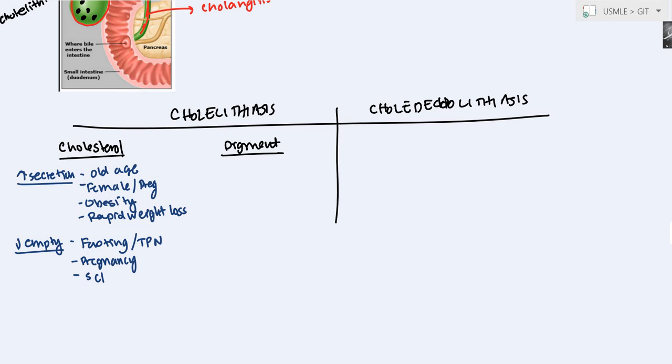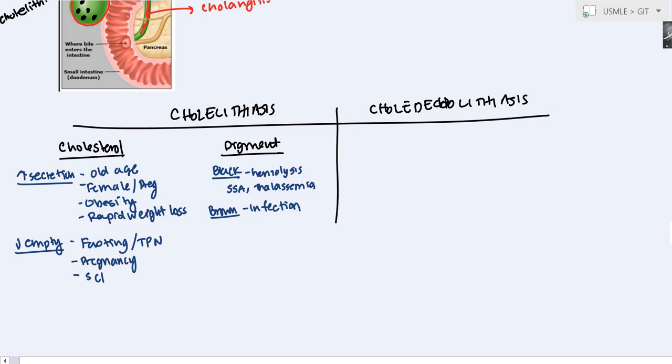Now, with pigmented, there are two types of pigments depending on the color. First, we have black, and then we have brown. Black signifies hemolysis, and so this is common in patients with sickle cell anemia and thalassemia, whereas brown signifies some sort of infection that is present there.